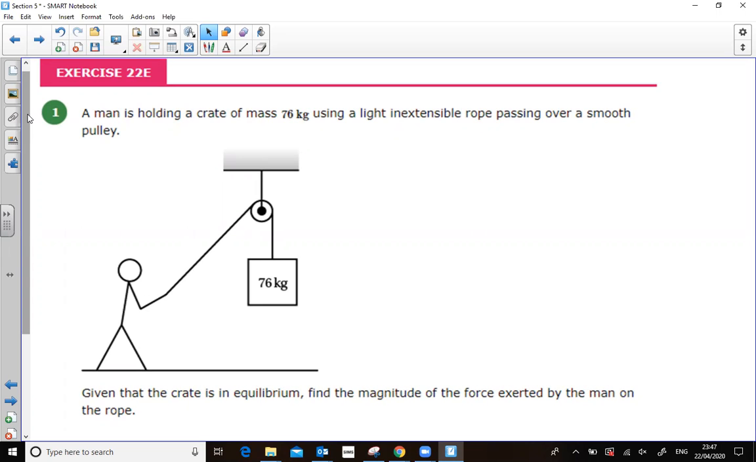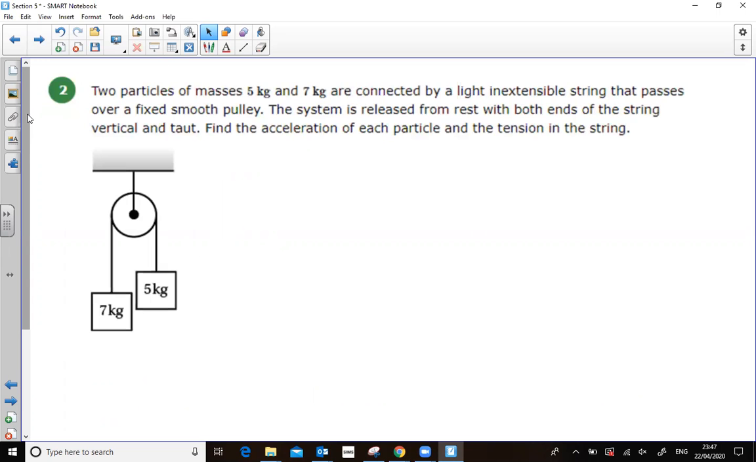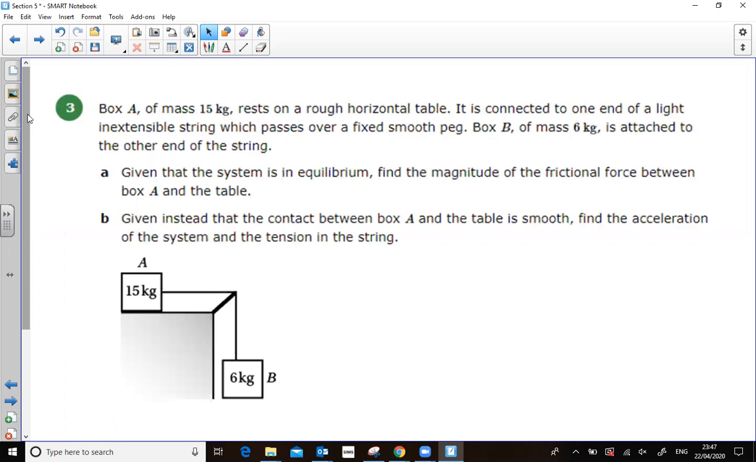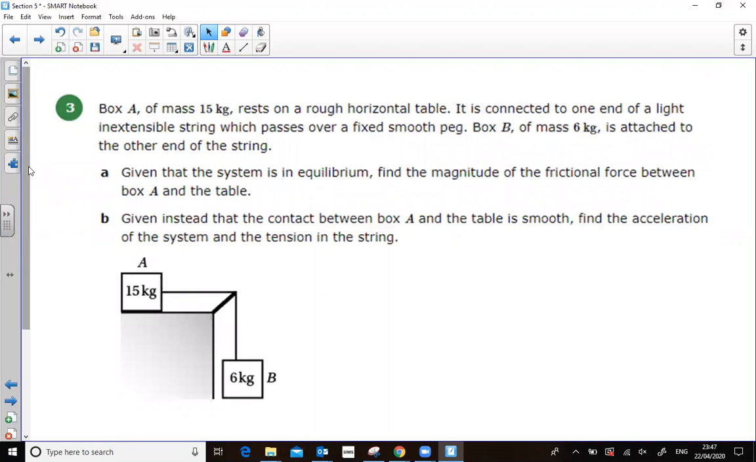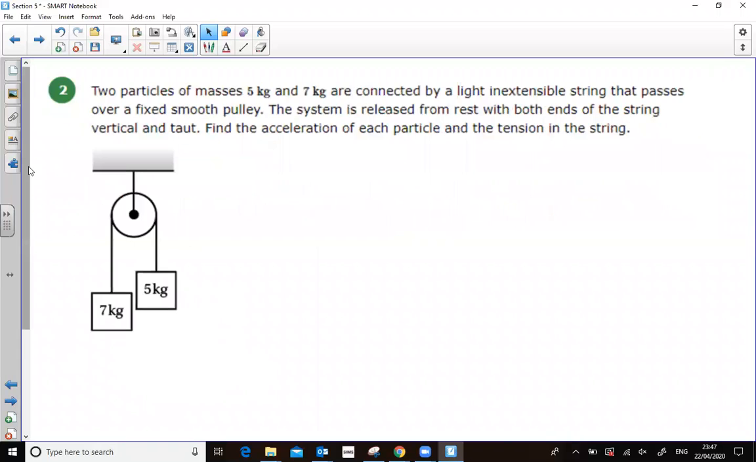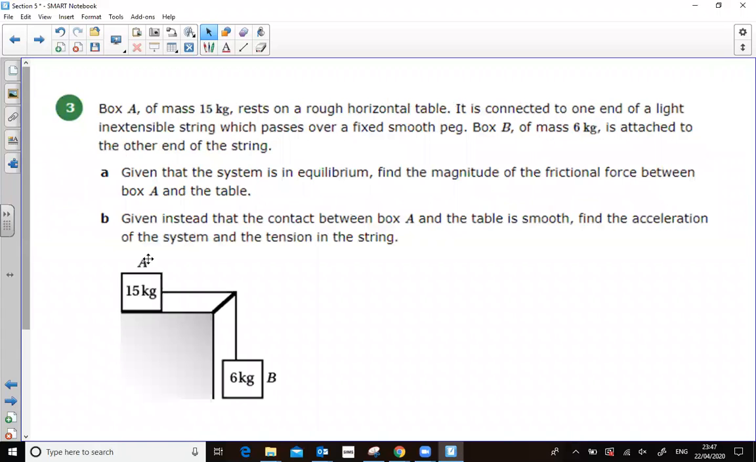So this is question 1, question 2, question 3, 4 and 5. And you can see here for questions 4 and 5, there's no diagram drawn for you. So you should try to draw a diagram. If you're not quite sure, just have a look at the other diagrams we've been looking at in the example, or back at questions 3 and 2, to see how the diagram is drawn for the pulley or for the peg.